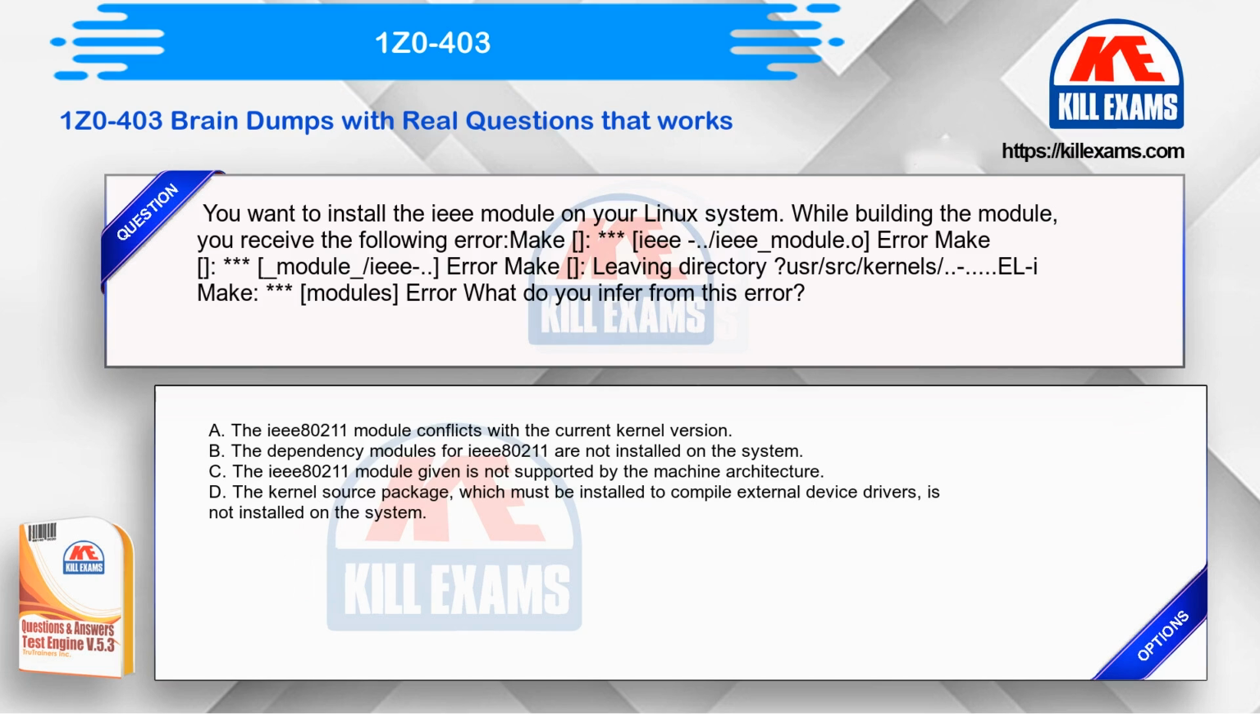Option A. The EE802111 module conflicts with the current kernel version. Option B. The dependency modules for EE802111 are not installed on the system. Option C. The EE802111 module given is not supported by the machine architecture. Option D. The kernel source package, which must be installed to compile external device drivers, is not installed on the system.